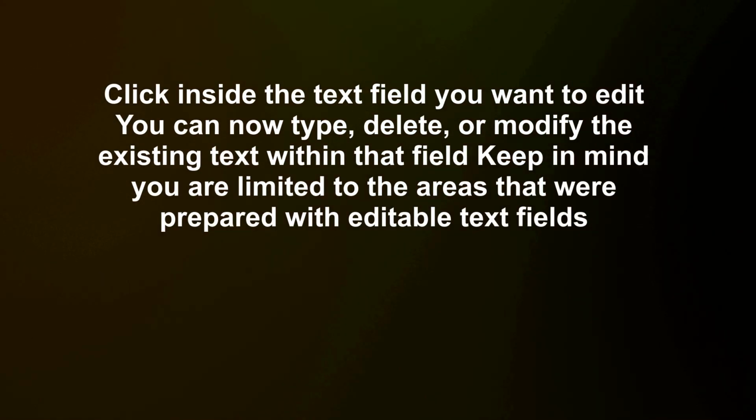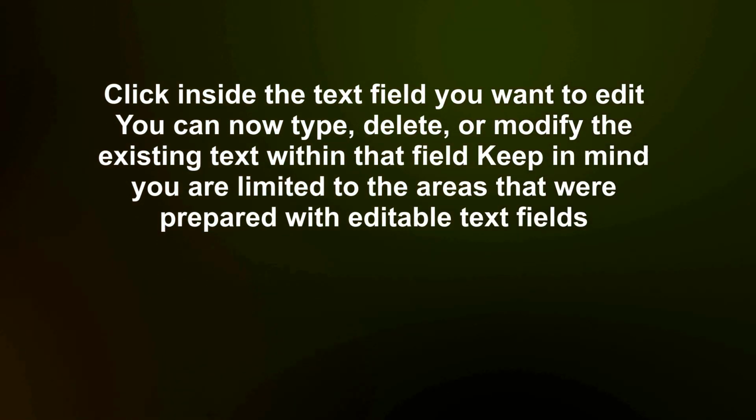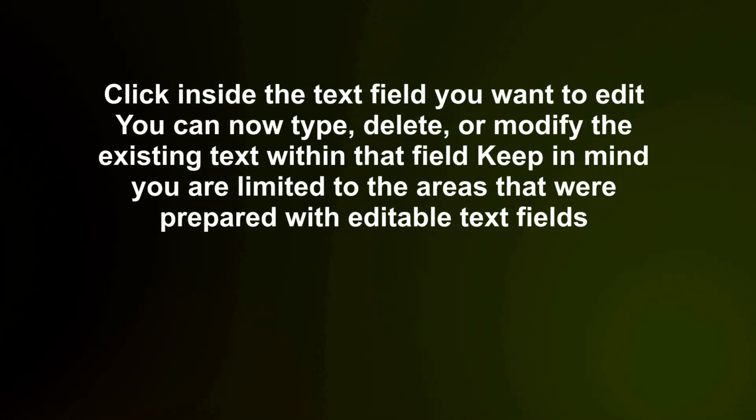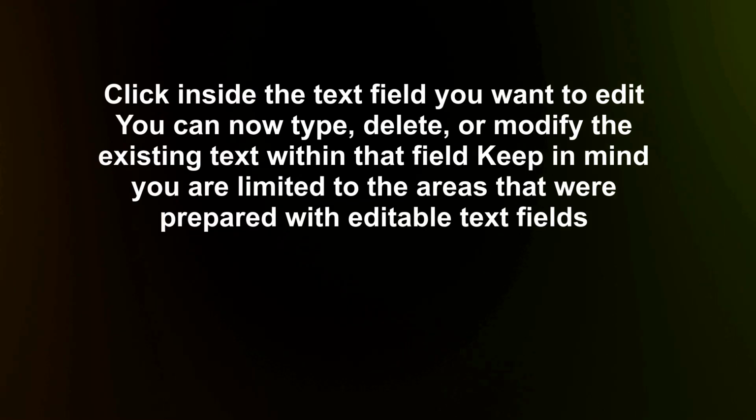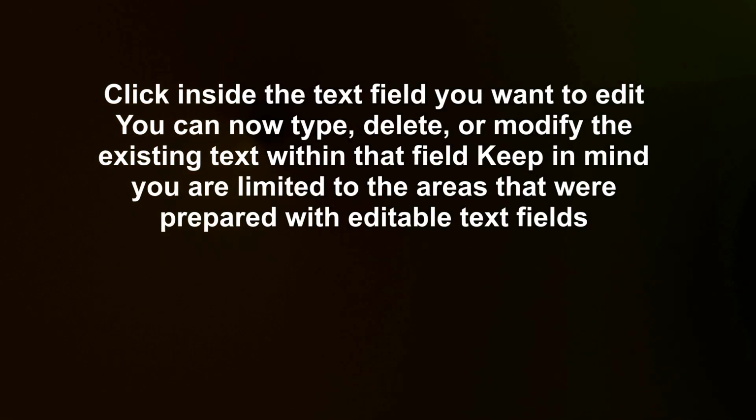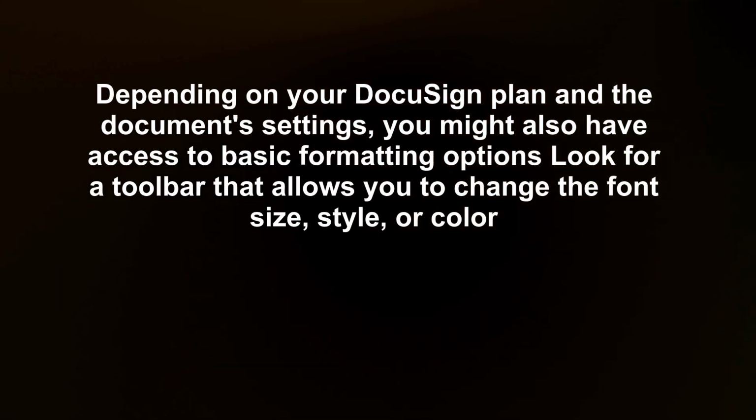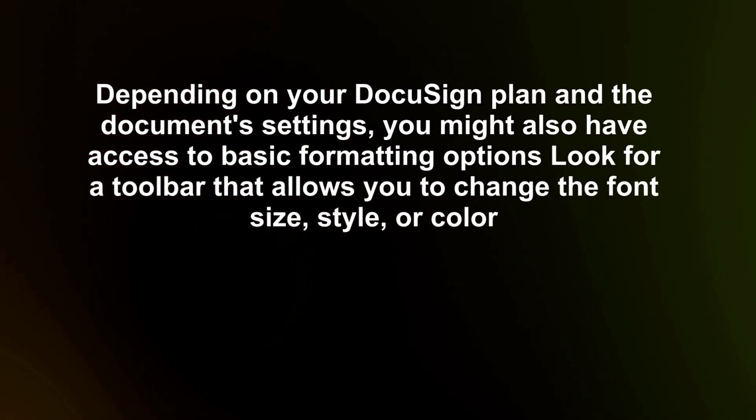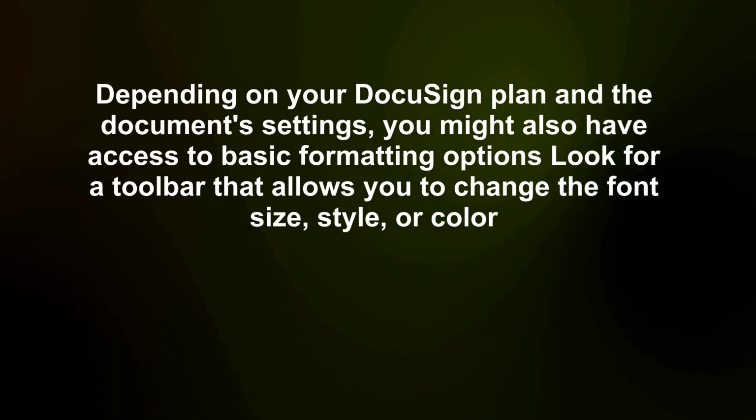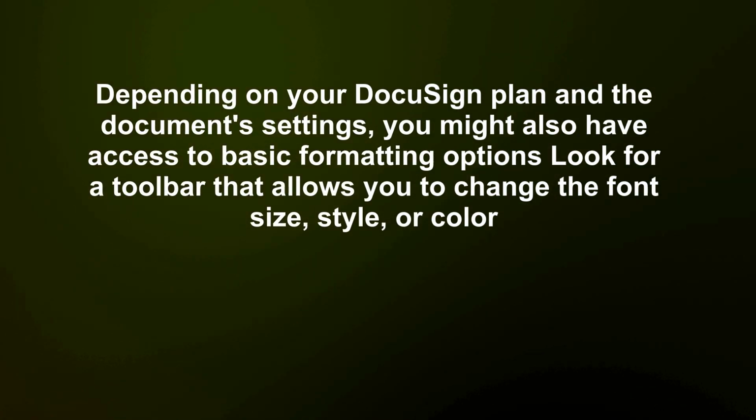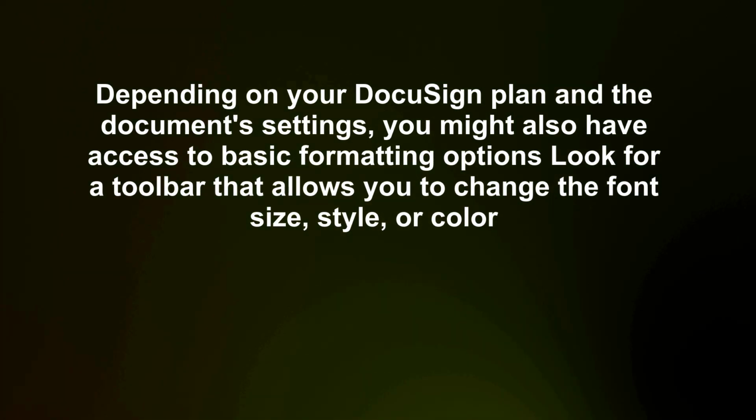Click inside the text field you want to edit. You can now type, delete, or modify the existing text within that field. Keep in mind you are limited to the areas that were prepared with editable text fields. Depending on your Docusign plan and the document settings, you might also have access to basic formatting options. Look for a toolbar that allows you to change the font size, style, or color.